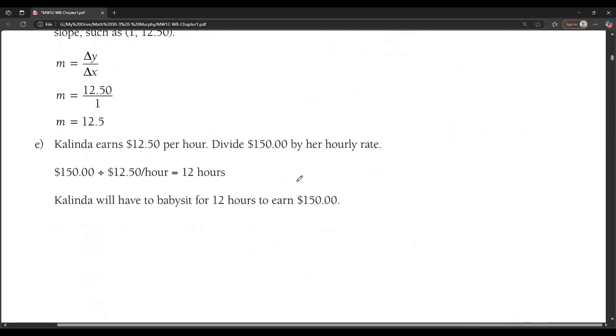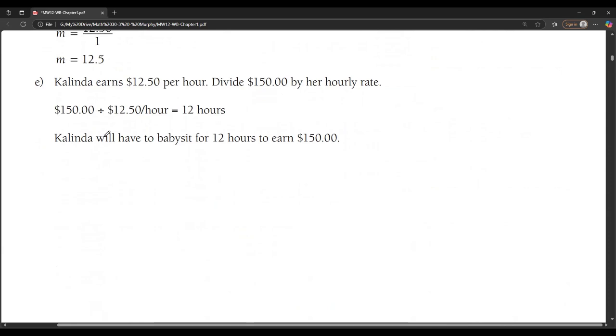And then E. It says, how long will it take Kalinda to earn 150? So you could go 150 divided by 12.50 per hour and get 12 hours. Okay. So Kalinda will have to babysit for 12 hours to earn 150.